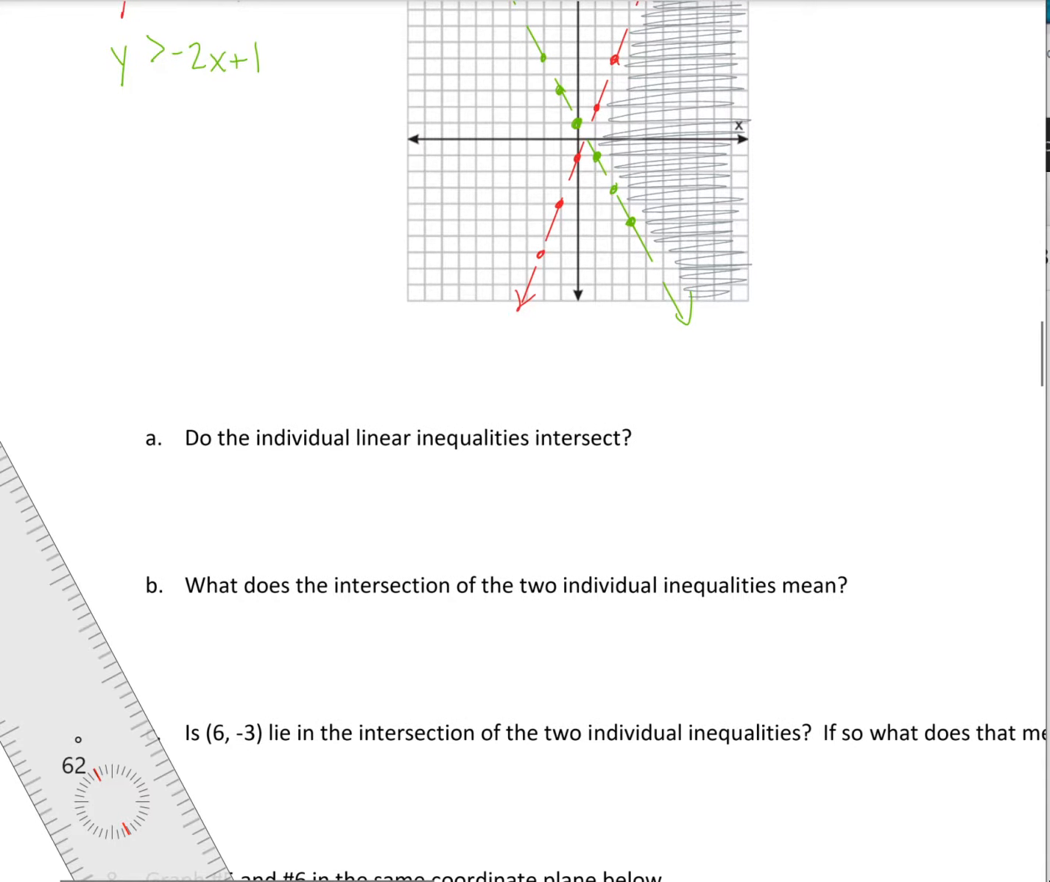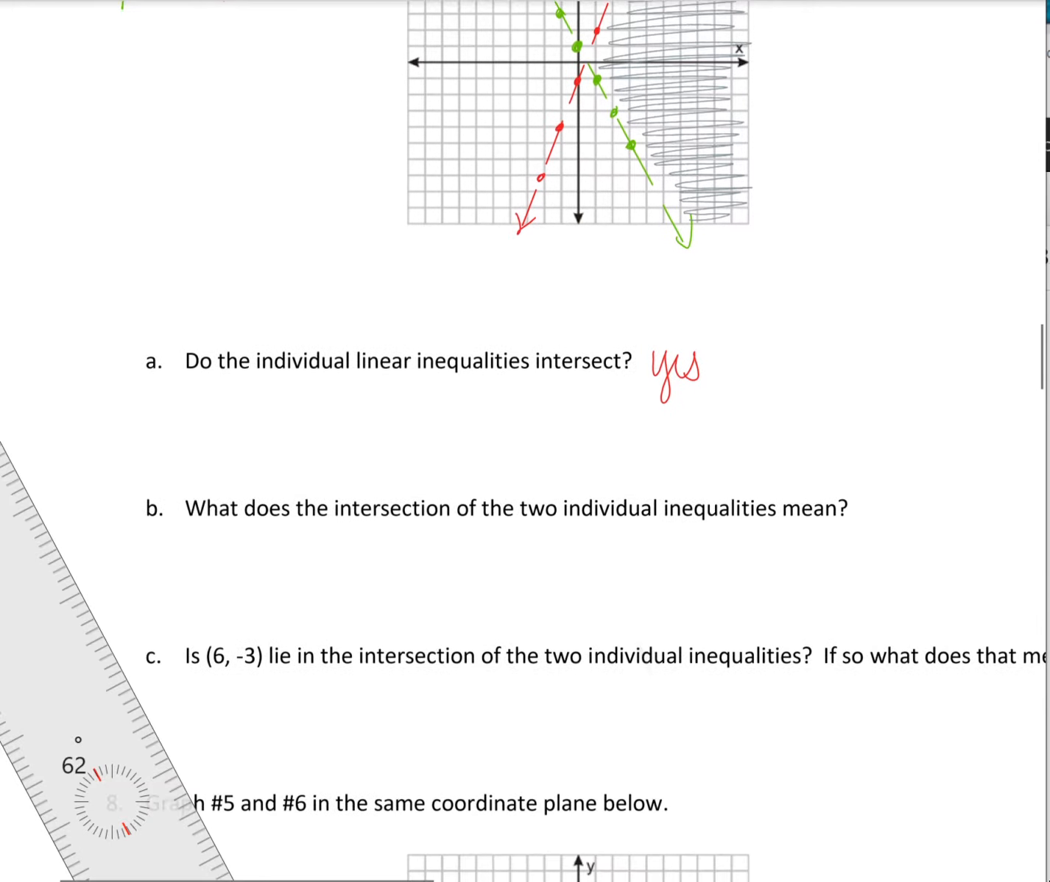Now it says, do the individual linear equation inequalities intersect? Well, yes, they do. Now it didn't tell me to calculate, but you can always plug them into your calculator into y equals and calculate them.